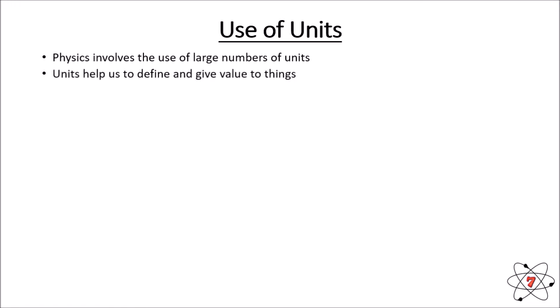Let's start by looking at the use of units. Physics involves lots and lots of numbers and lots of units, so this is a really important thing to understand. Units help us to define things and give values to things. If I have an apple, for example, and I measure it, and I tell you this apple is 10, that's a meaningless statement. If I say this apple has a diameter of 10 centimeters, or this apple has a mass of 10 grams, it'd be a very small apple, but then it gives meaning to things, it gives value to things. So units help us define different numbers.